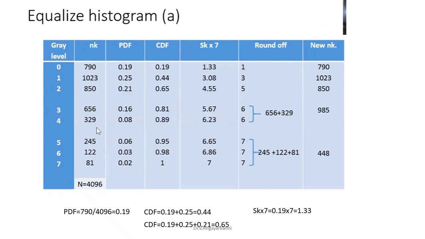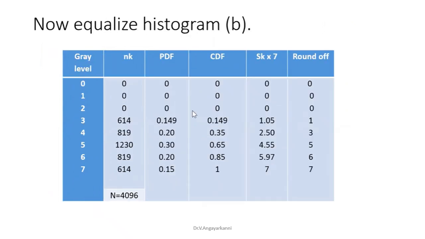At the bottom of the example, we have shown how the PDF is calculated. 790 by 4096 is 0.19. In the same way we calculate the CDF value: 0.19 plus 0.25 is 0.44. Similarly, 0.19 plus 0.25 plus 0.21 is 0.65. Then how is SK calculated? Multiplying 0.19 by 7, that is CDF times L minus 1, as we showed in the previous example.